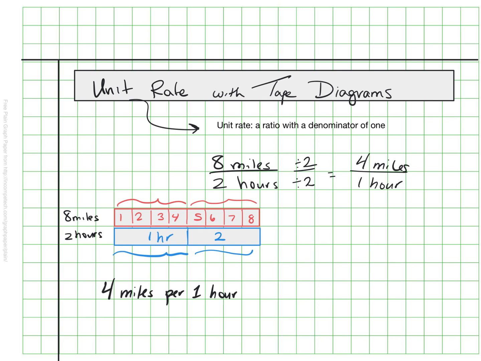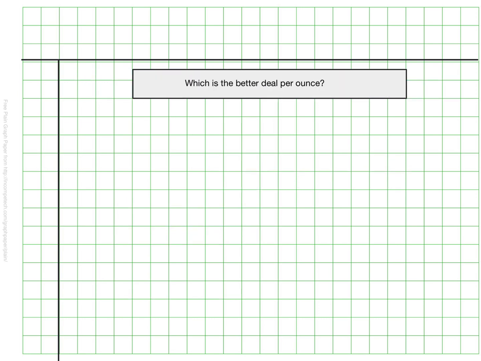But it's good to have options when the numbers maybe aren't so friendly, or because so many of us might be visual learners, right? So it's just good to see different ways to approach the same problem. I use unit rates the most in my life when I'm trying to compare prices at the grocery store and I'm trying to figure out which is the better deal per ounce.